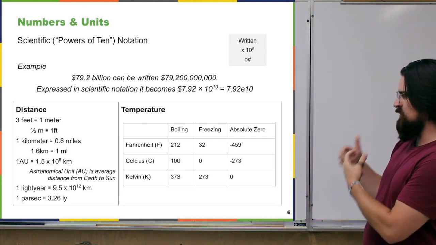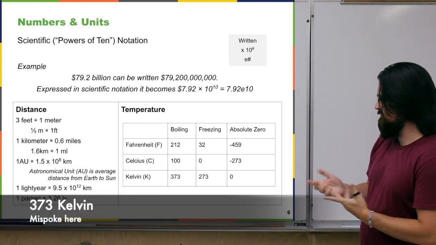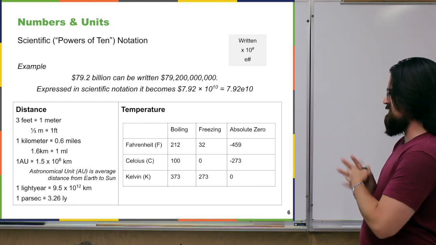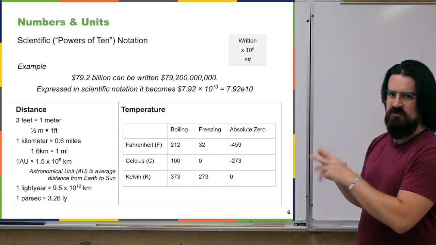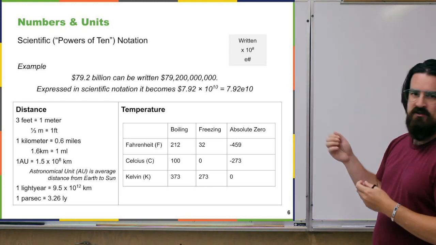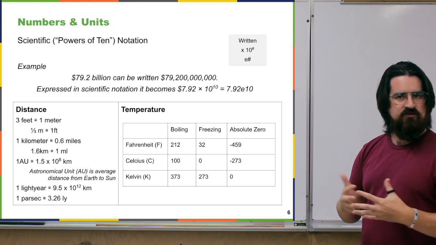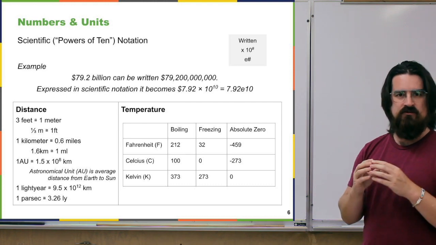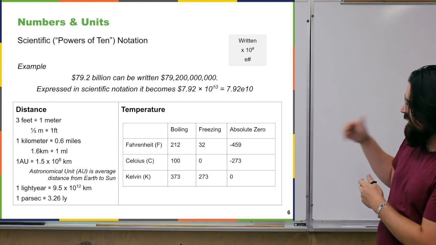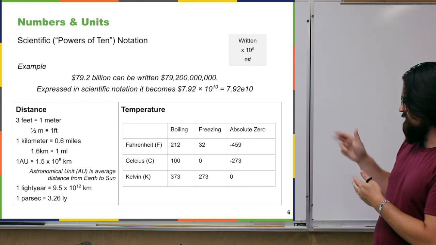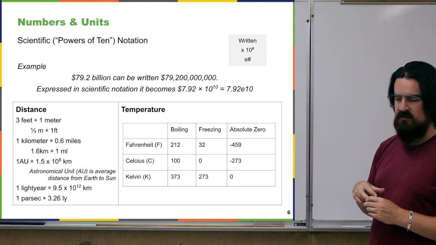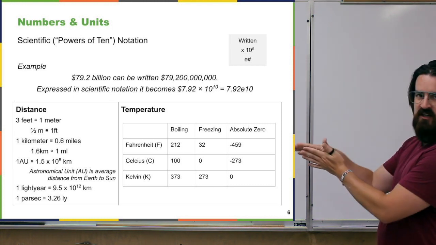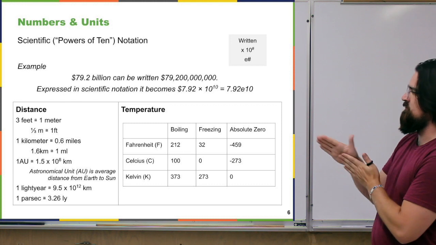So in Kelvin, water boils at 373 and freezes at 273. Still 100 degrees difference, just like in Celsius. But Kelvin is really sort of defined by this absolute zero. This is the lowest possible temperature that there could be. And that lowest possible temperature in Kelvin is 0 degrees Kelvin. Compare that to some of the other scales: Fahrenheit, minus 459 degrees, Celsius minus 237. Again, if you compare Celsius and Kelvin, they're just kind of shifted apart from each other.